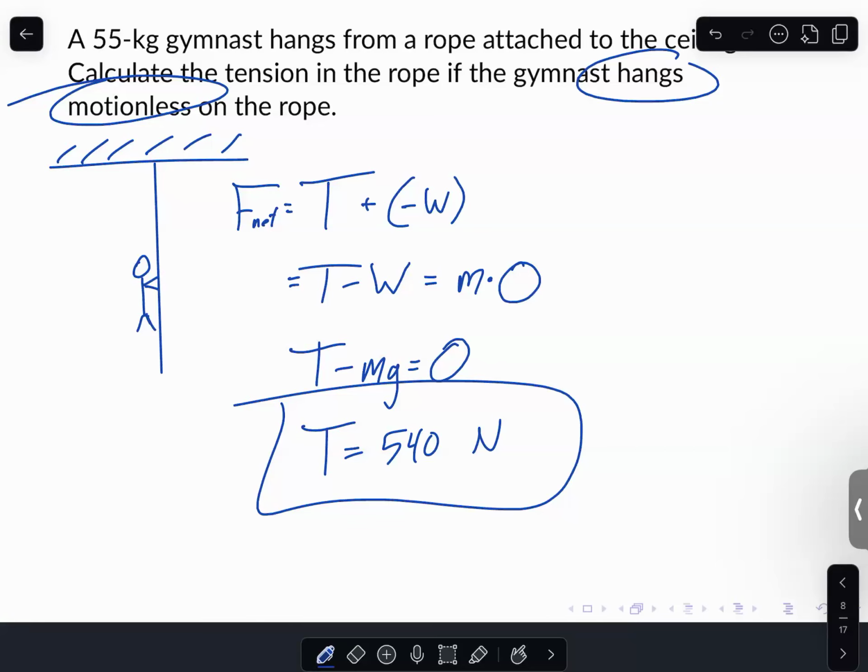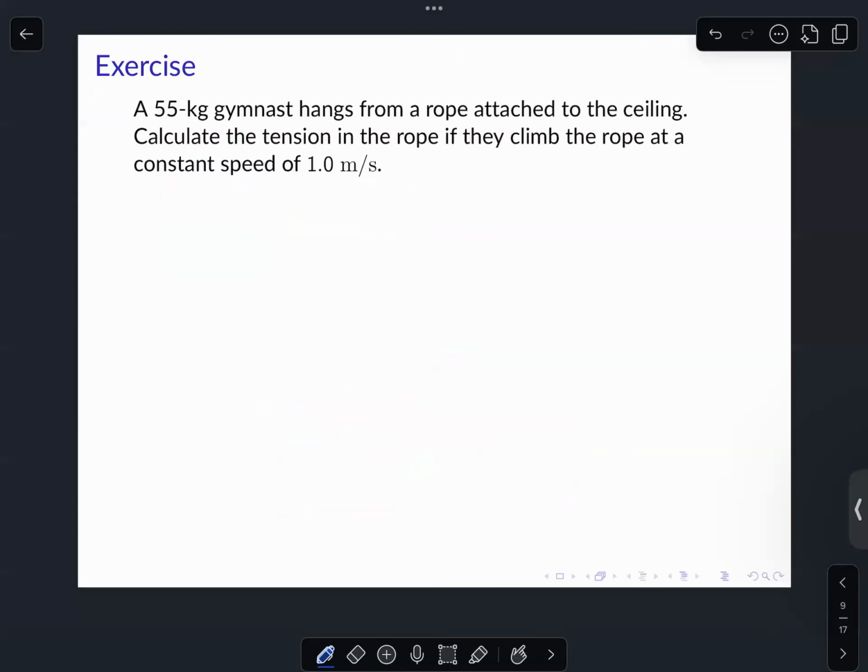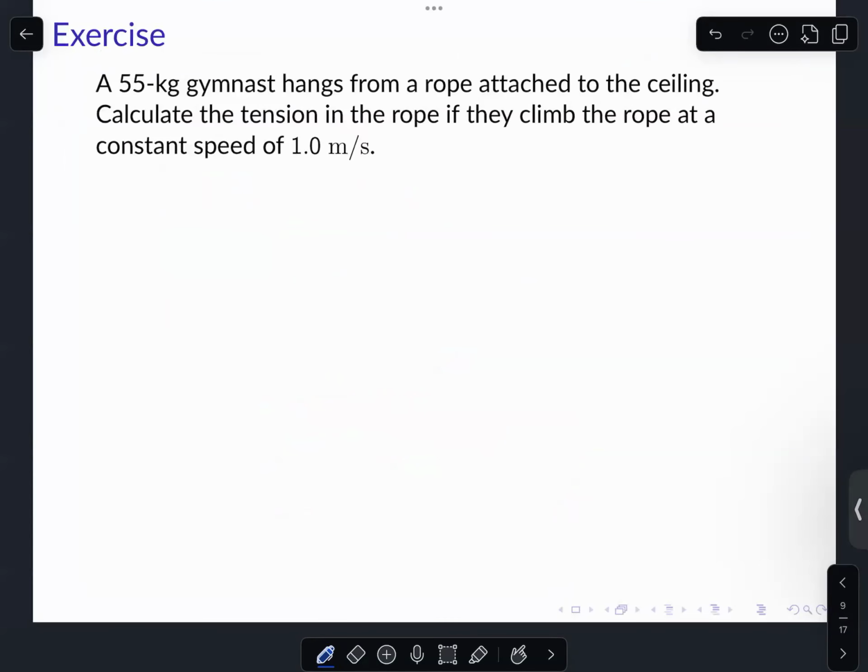Other questions? Okay, let's make it harder. Ready? Questions? Work with your neighbor. See if you can do the whole thing. It's a very similar situation. I want you to see if you can solve it all.